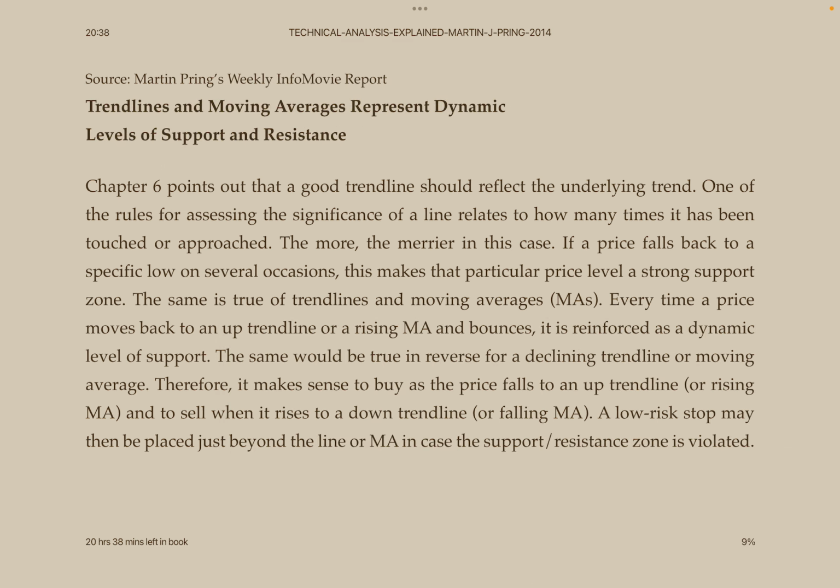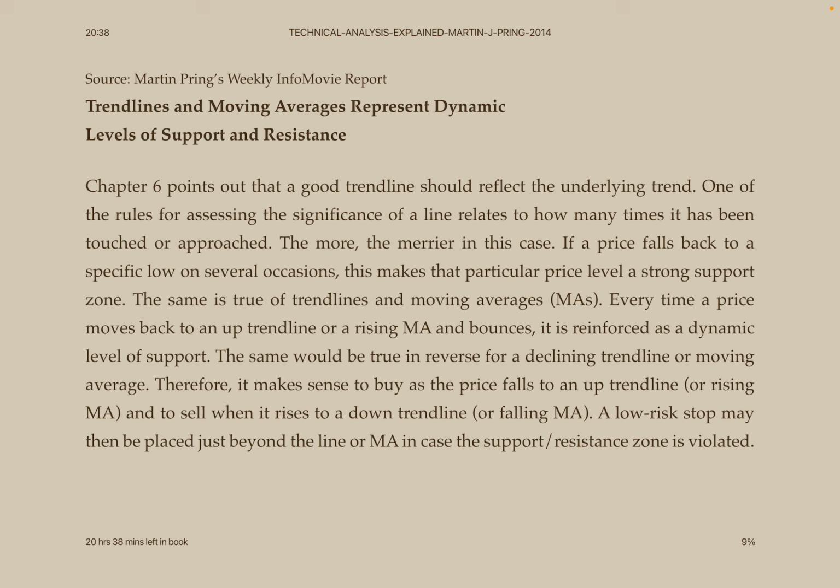Trend lines and moving averages represent dynamic levels of support and resistance. Chapter 6 points out that a good trend line should reflect the underlying trend. One of the rules for assessing the significance of a line relates to how many times it has been touched or approached. The more, the merrier in this case.